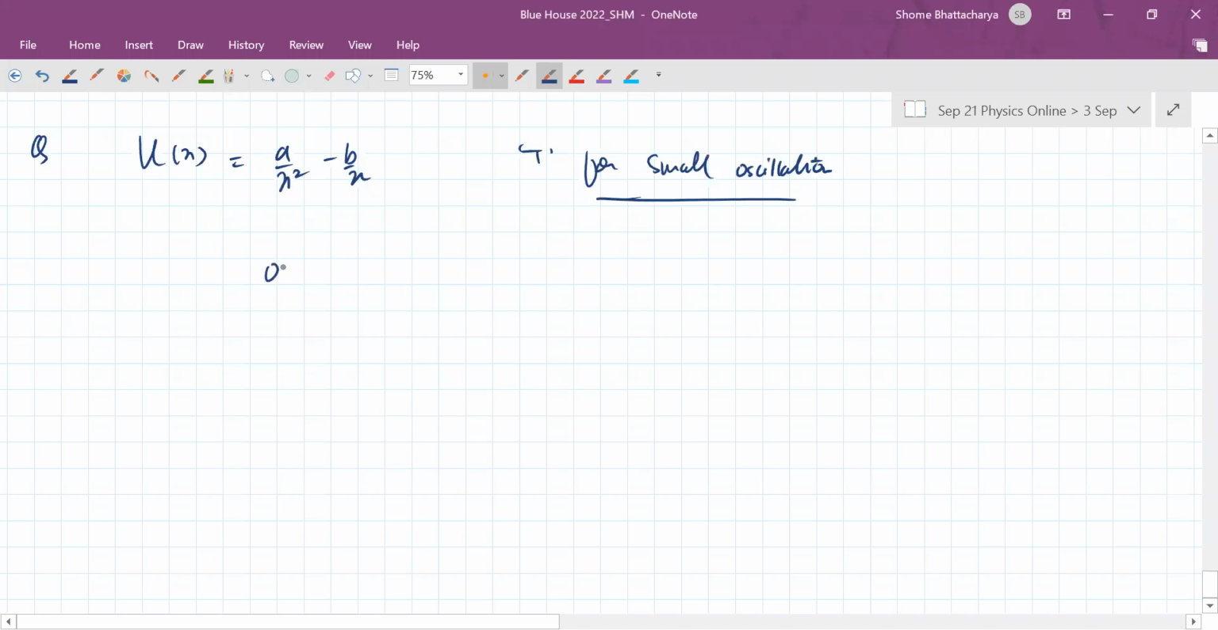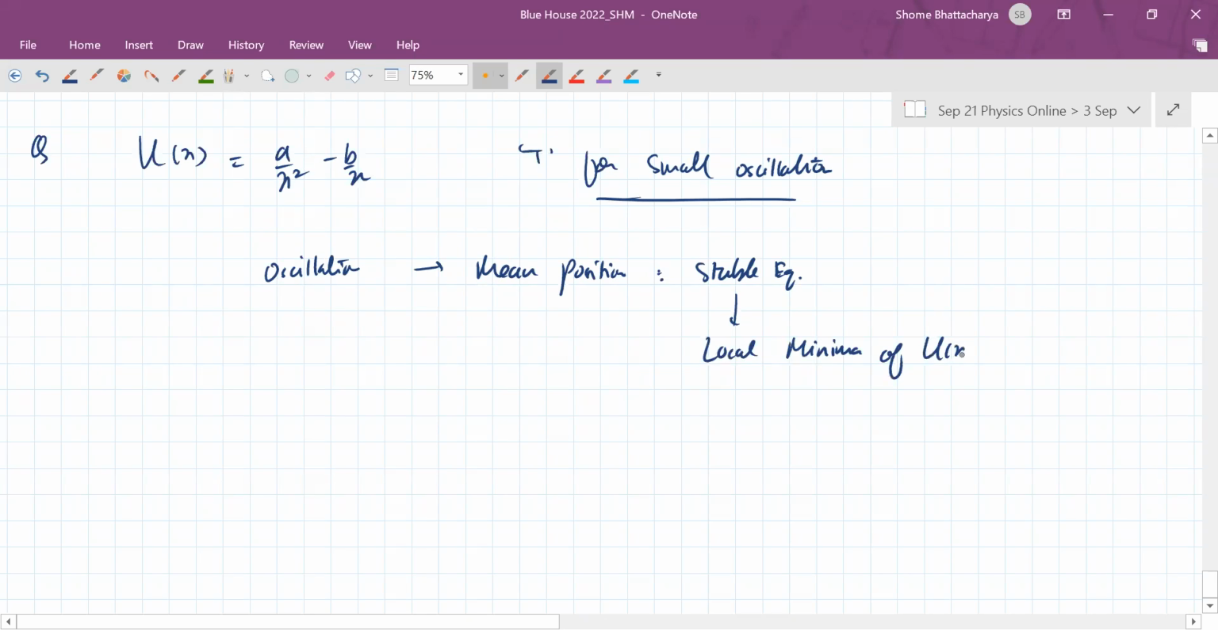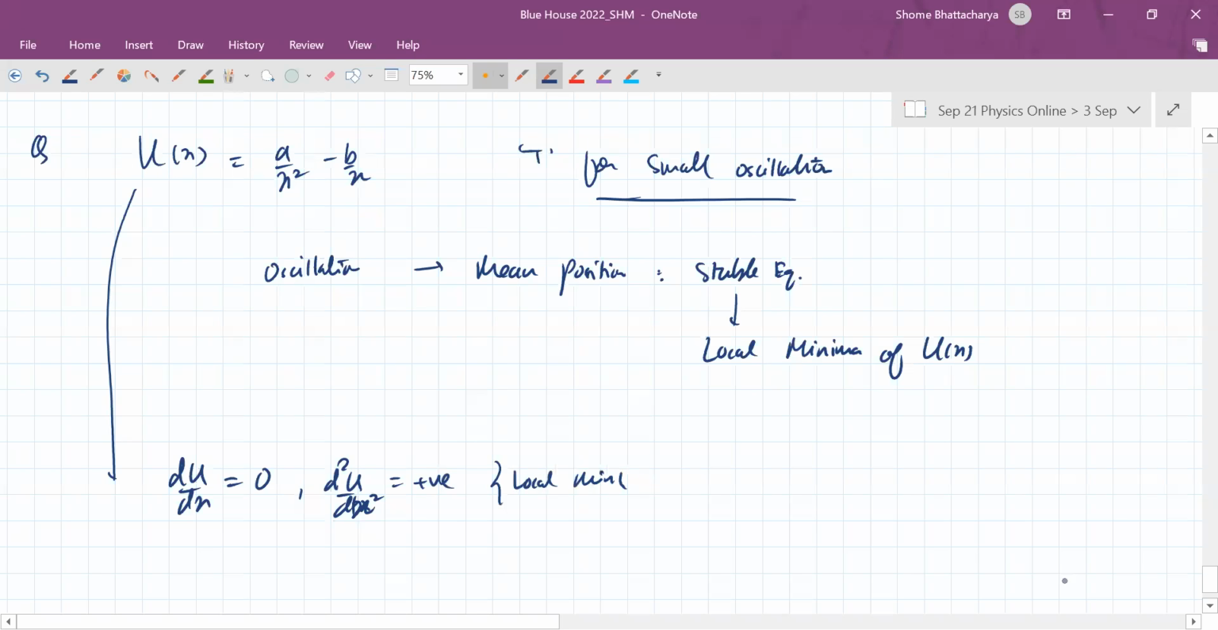So now, first of all, for any oscillation, the mean position has to be what? It has to be the stable equilibrium. Right? Understood, na, Prachi? Yes, sir. So this is the local minima of the potential energy graph. So it is the point at which du by dx should be 0 and d2u by dx square should be positive for local minima. Okay. So let's start with du by dx, and that will also tell us about the force.